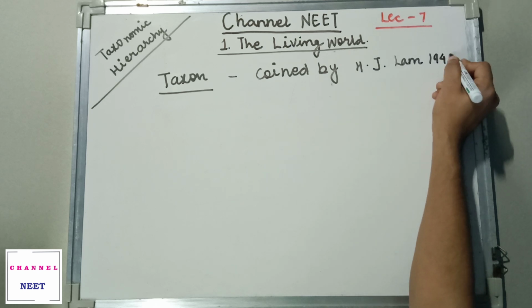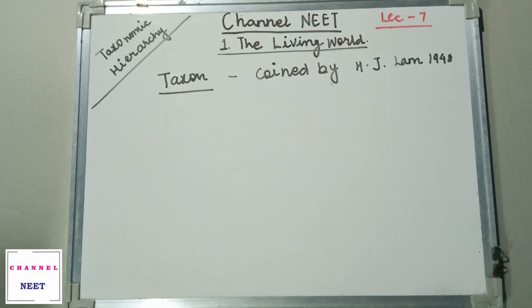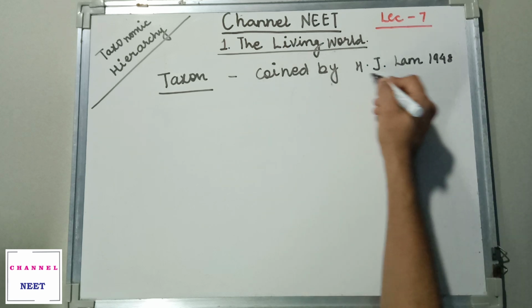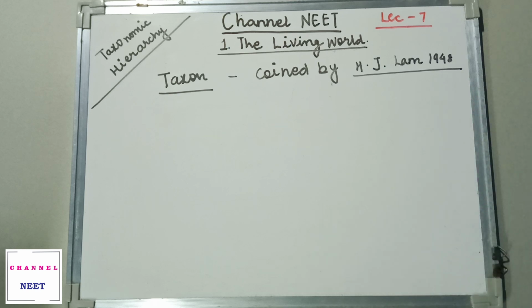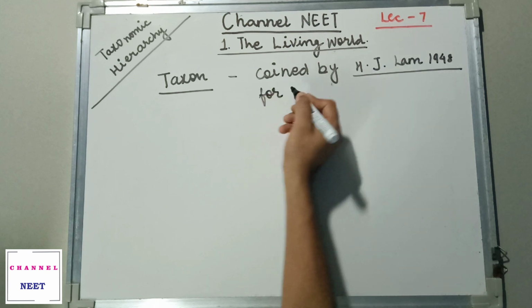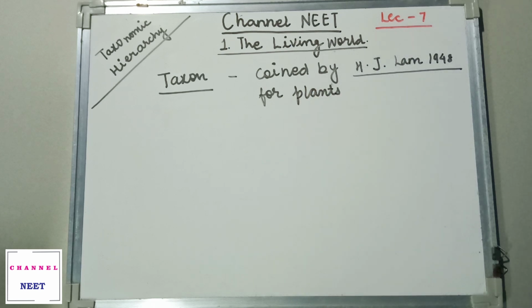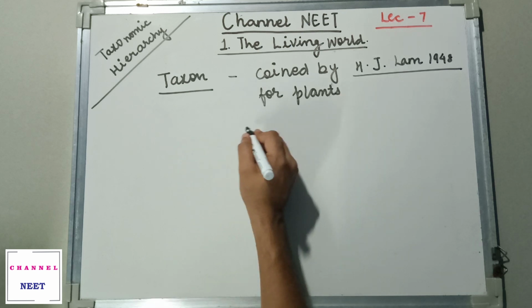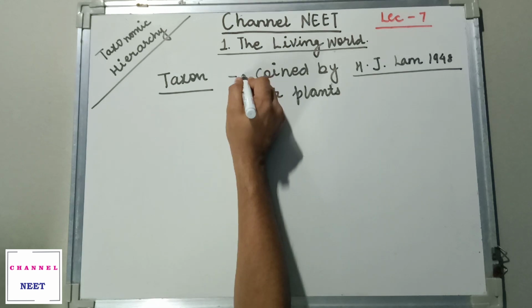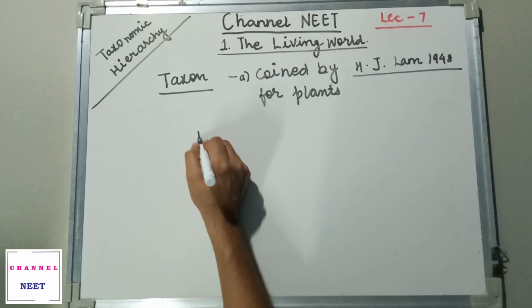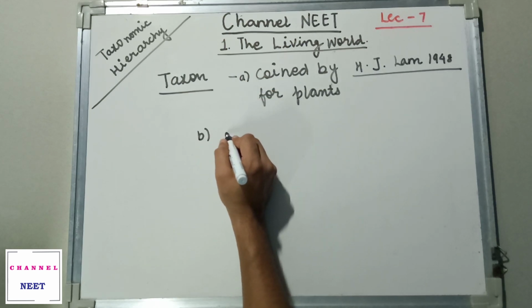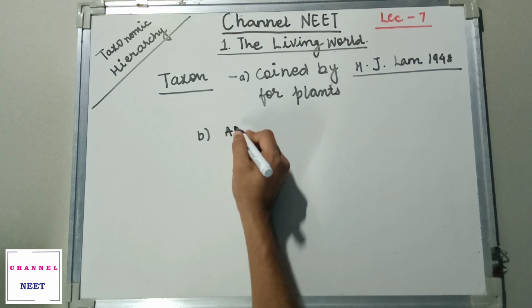In 1948. So you have to remember this: H.J. Lam in 1948. Taxon was coined by H.J. Lam in 1948 for plants. So he coined that for plants. The next important point with respect to taxonomy is the name Adolf Meyer.